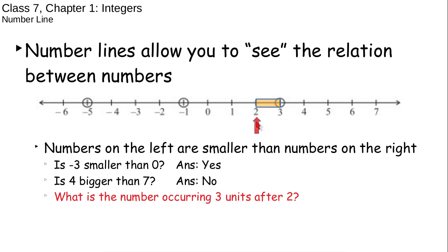So this is the number 2 right here. 1 unit after 2 will take us to 3. The second unit takes us to 4. And the third unit takes us to 5. So 3 units after 2, we get the number 5.